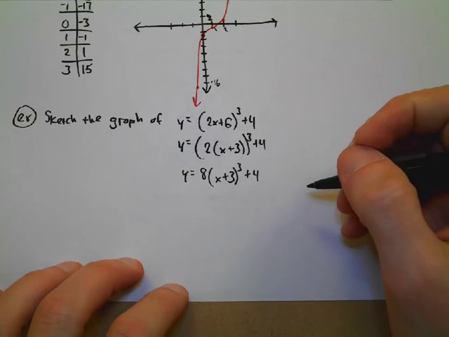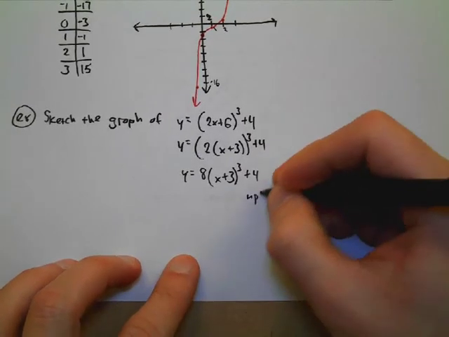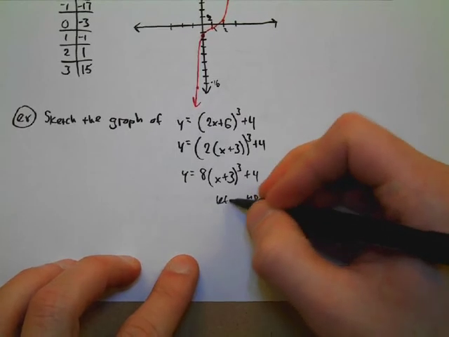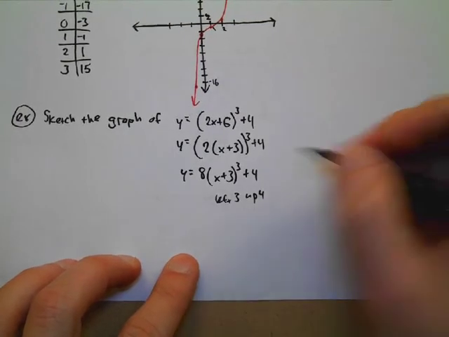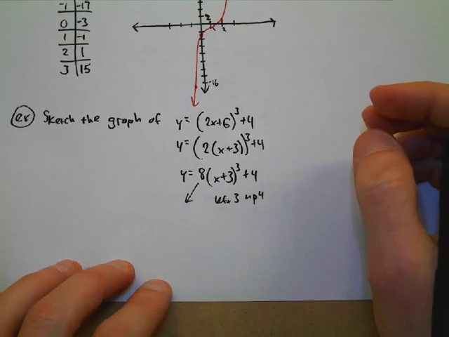Up 4. Left 3. That's all I got. And what's the 8 going to do?